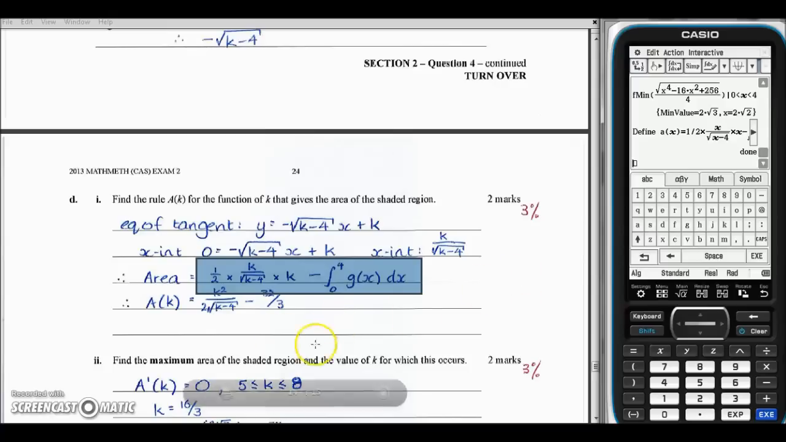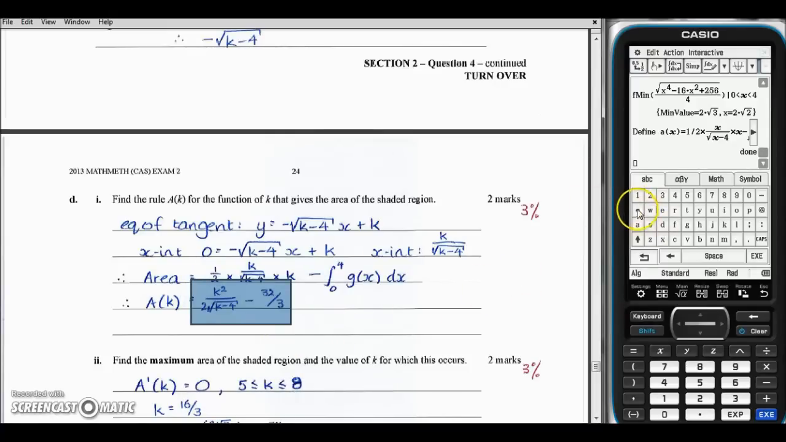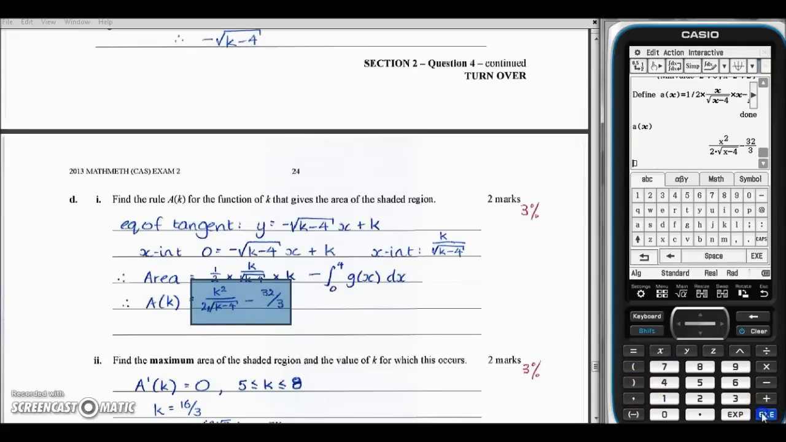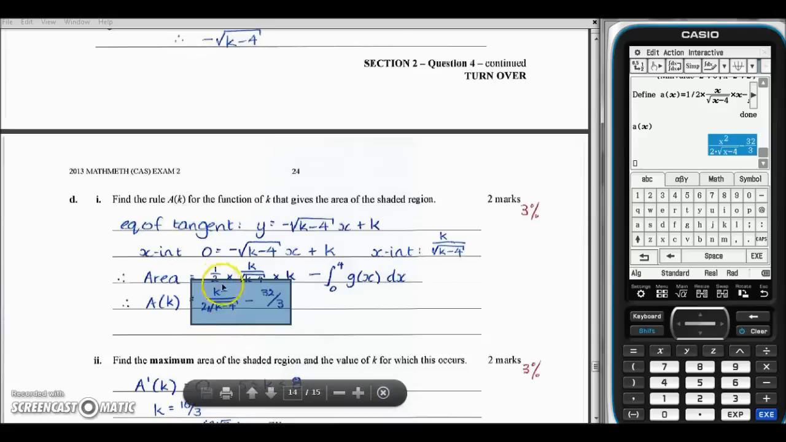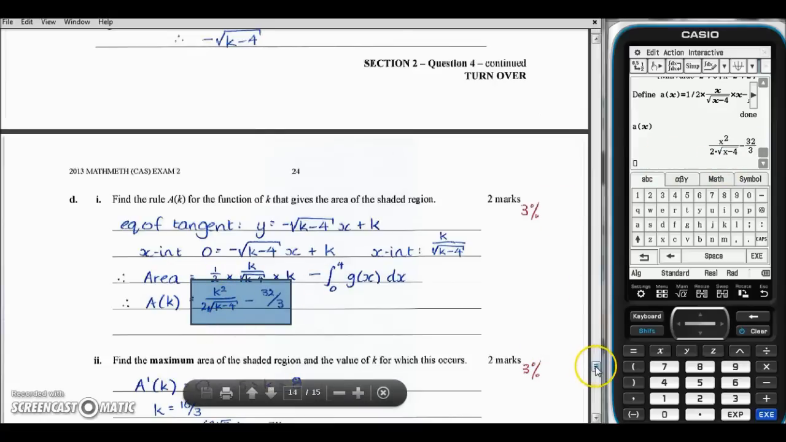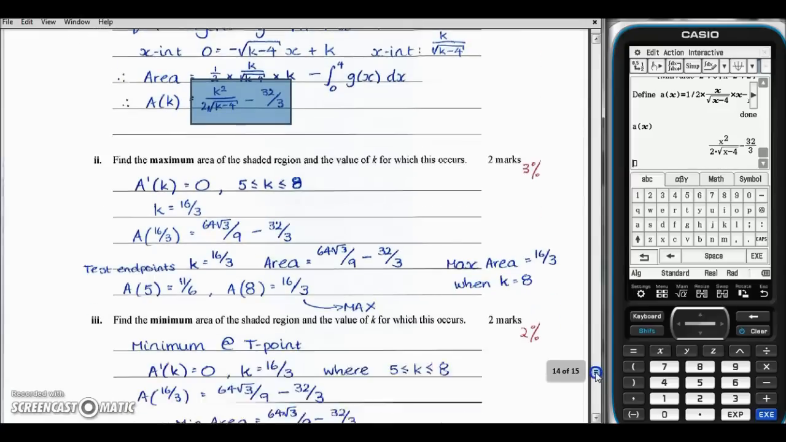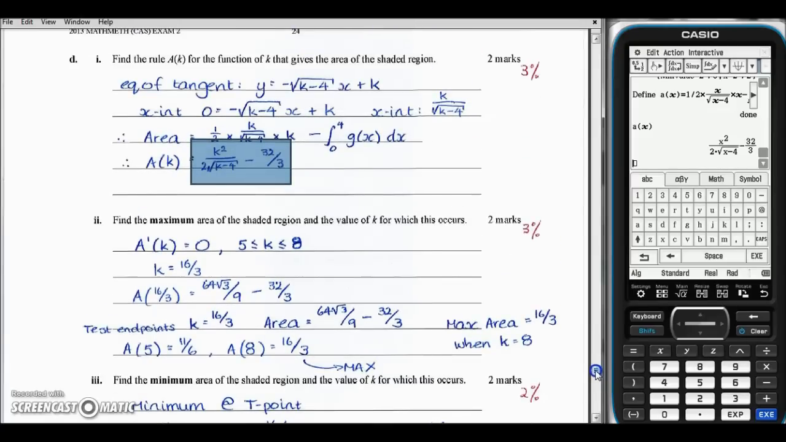And if I wanted to simplify it, which I've done down here, I could just type in a of x again, and it'll tell me that it's this x squared on 2 root x minus 4. Remember, writing k instead of x, minus 32 on 3. Okay, so you can finish off the question now. You can see we're down to 3% and then 2% for the very last question. So find the maximum area of the shaded region and the value of k for which this occurs.